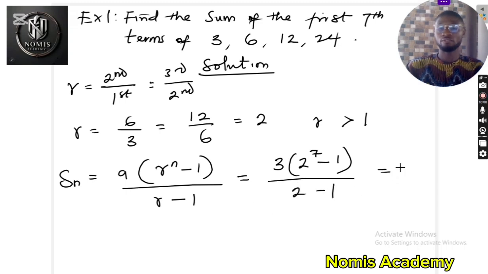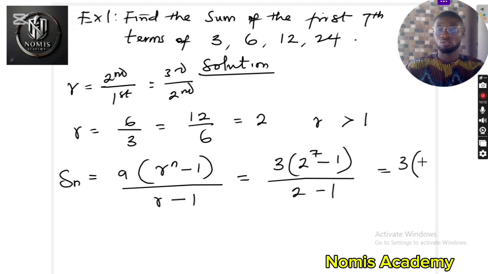So what do we have here? We have 3, open bracket, 2 raised to the power of 7 is definitely 2 multiplied by itself in 7 places. So we have 2 times 2, that will be 4, 4 times 2, that will be 8, 8 times 2, that will be 16, 16 times 2, 32, 32 times 2, that will be 64, and 64 times 2, which is the seventh term, that will be 128.